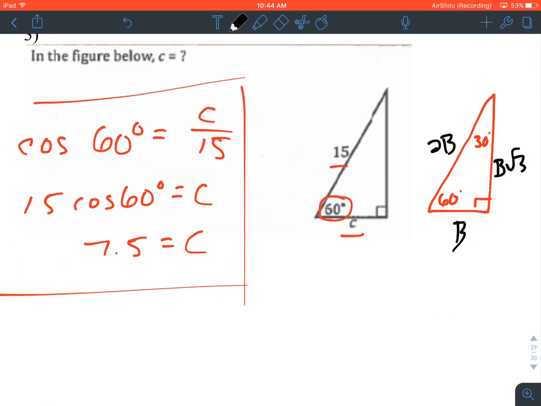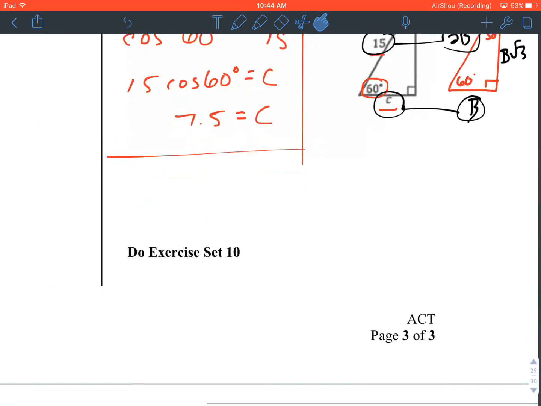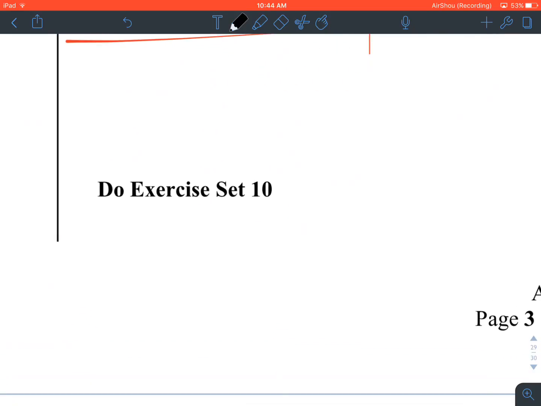So looking at this, if 15 is 2 beta, that means that beta has to be half of that. C has to be half of that, which is 7.5. So finished. All the intermediate lessons are done. Please do exercise set 10.